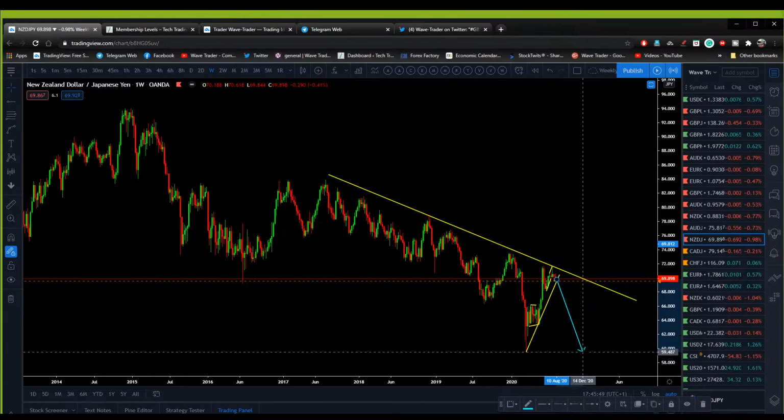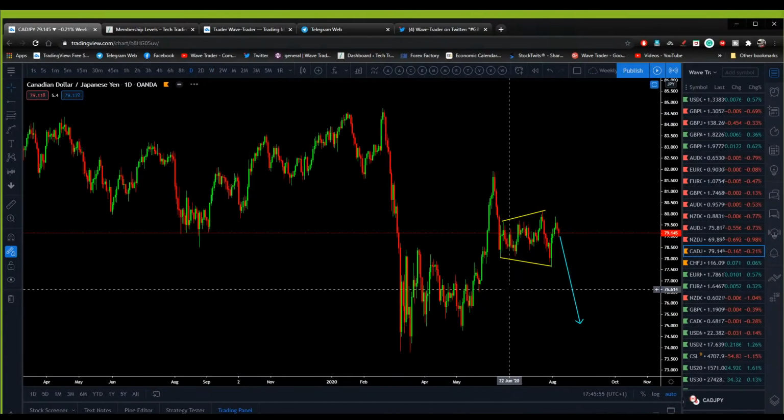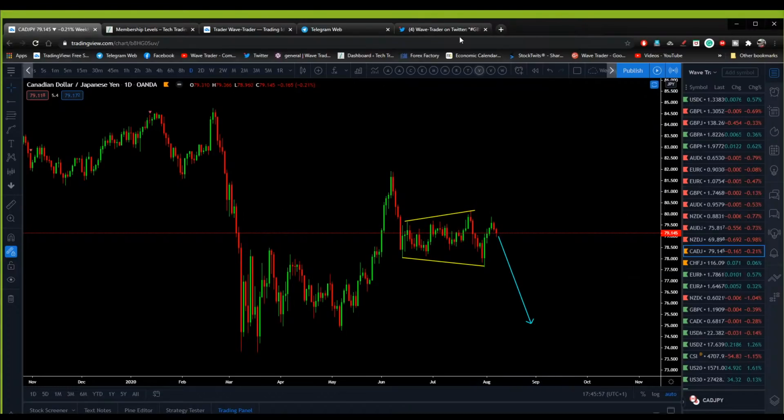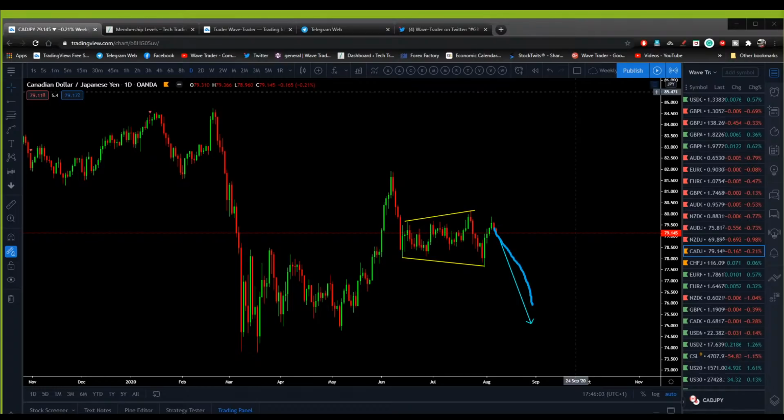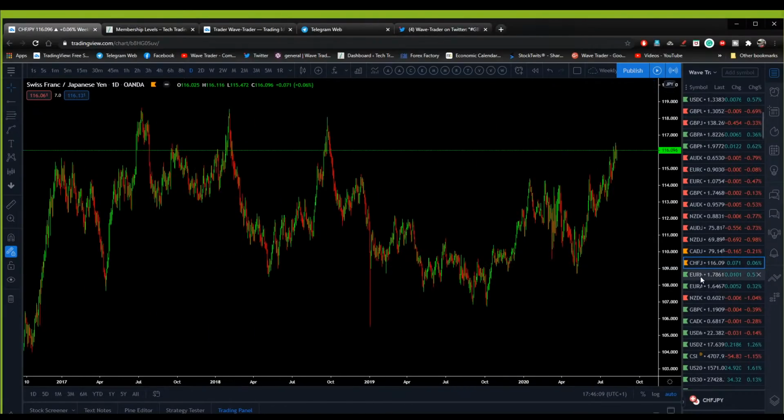The possibility exists that it can visit that low again, but for that we need something worse in the world. So this is not the best trade, but you're looking for it to keep crawling lower back to these lows. Not the best trade, but the CAD Yen to keep pushing lower. A kind of neutral analysis. We are neutral on the Chief Yen too.